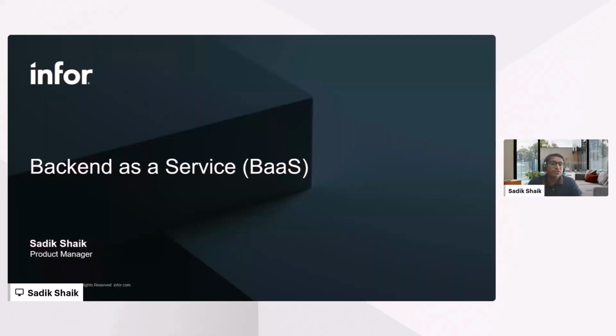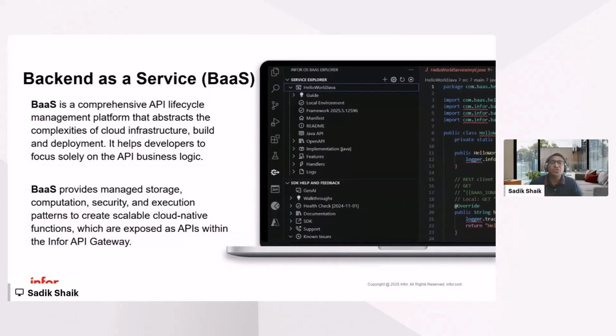And when I talk about backend as a service, again, backend as a service is an essential component of our API offerings. So BaaS provides comprehensive lifecycle management that abstracts your complex infrastructure and build and deployment processes, and thus helps the developer to just focus on the business logic. As a BaaS, it provides managed services, managed storage, computation, security, and different execution patterns. That helps developers build cloud native applications as functions, and those can be exposed directly in the API gateway for easy consumption.